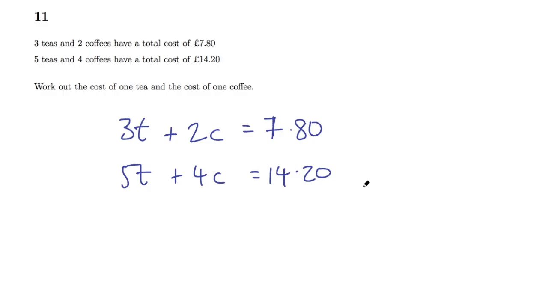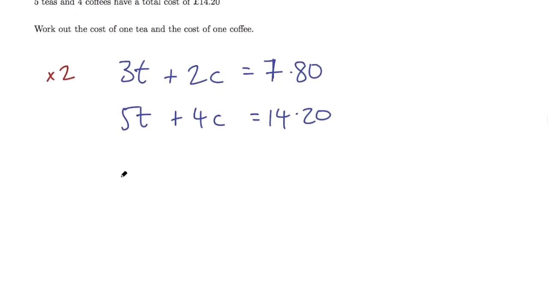And then see which one we can eliminate, which unknown we can eliminate to solve. And here I would say that probably the quickest way is to multiply this equation by 2 in order to make sure that the unknowns are equal, and then I can eliminate one of those. So if I multiply equation 1 by 2, what I end up with is 6t plus 4c equals 1560.